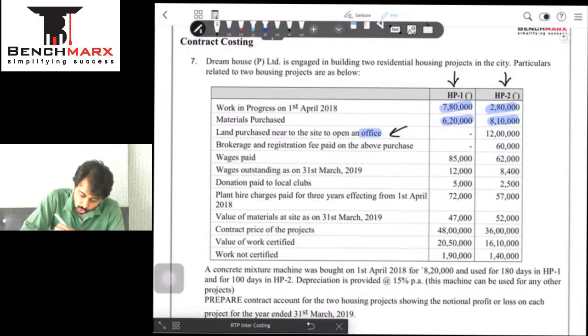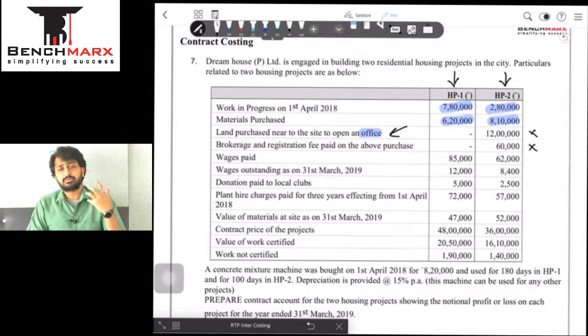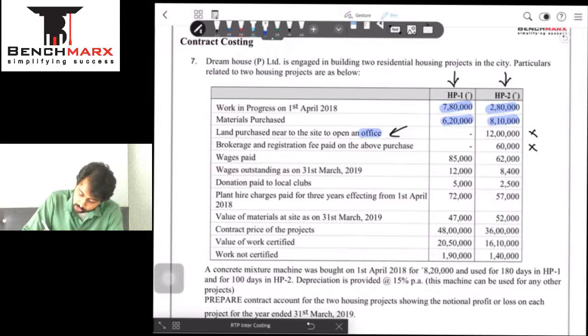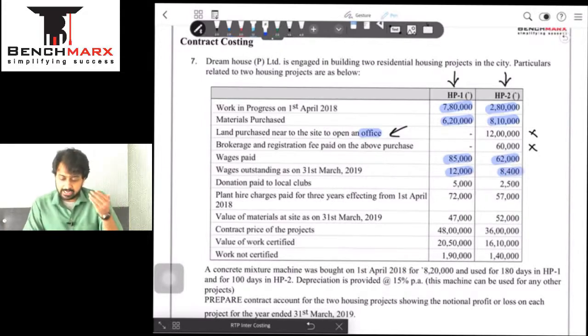So 12 lakh will not come. We keep this in mind. Similarly, brokerage paid on the above land will also not come, because again if land is purchased for office, any linked expenses for that land will not come in the contract ledger. Wages paid is 85 and 62, outstanding is 12 and 8, that means 85 plus 12 for HP1 and 62 plus 8 for HP2, because I always take paid plus outstanding.